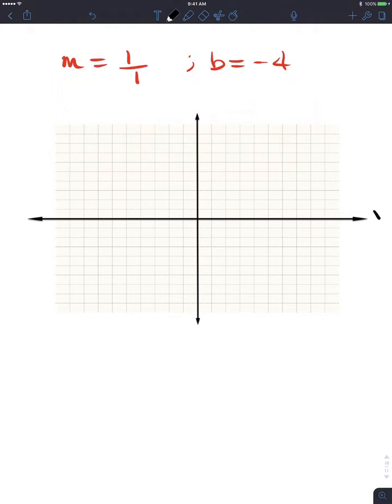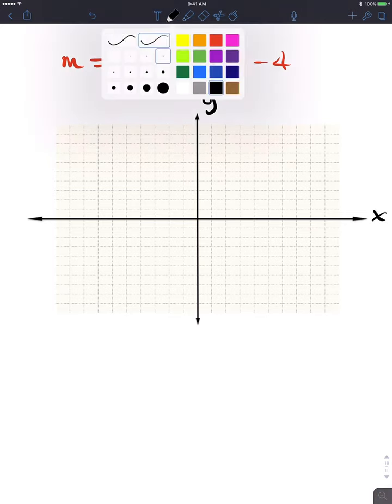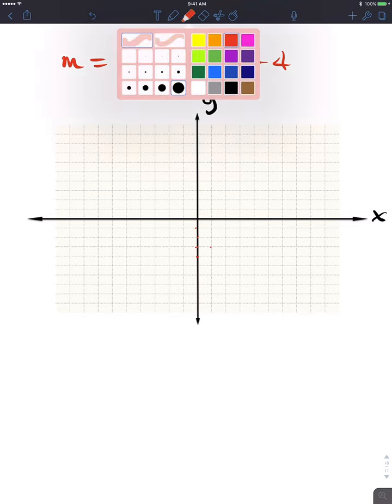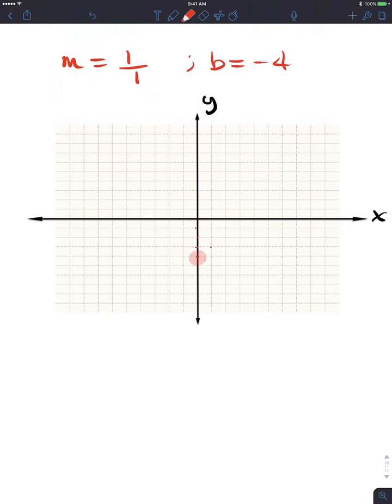The y-intercept is on the y-axis. So negative 4 is going to be down 4 units: 1, 2, 3, 4, right here. Our slope is 1. So we're going to go up 1 and to the right 1 for the next point. I'm going to emphasize my y-intercept at negative 4 and my next point by going up 1 and to the right 1 from that y-intercept.